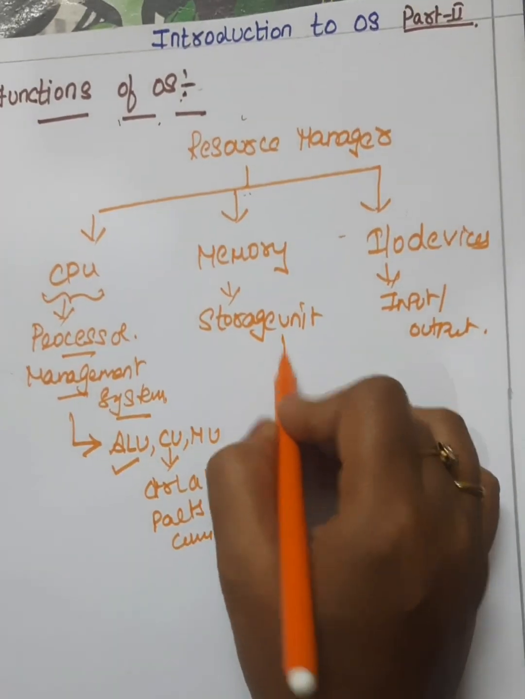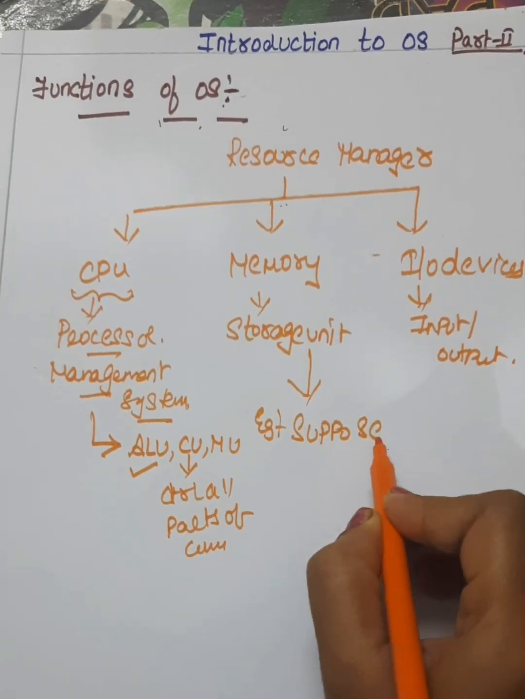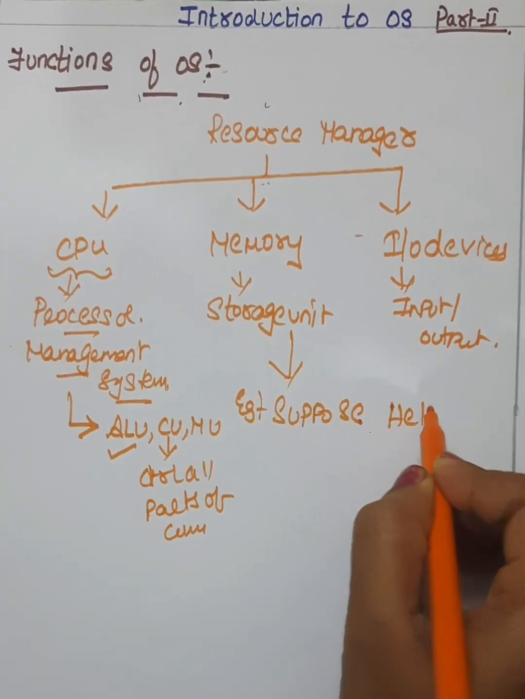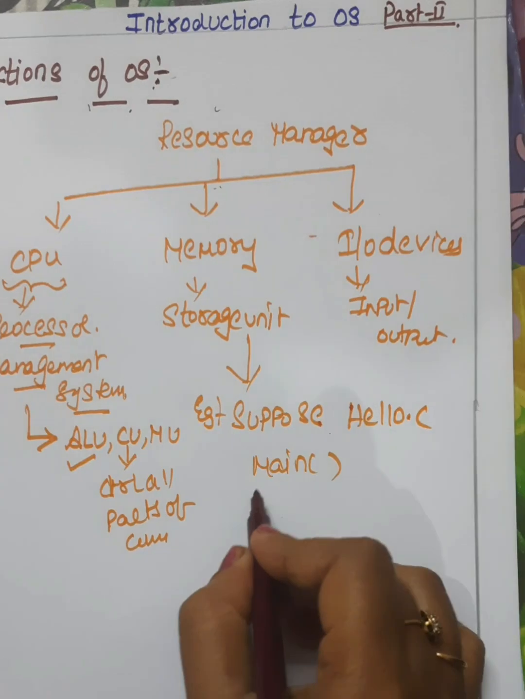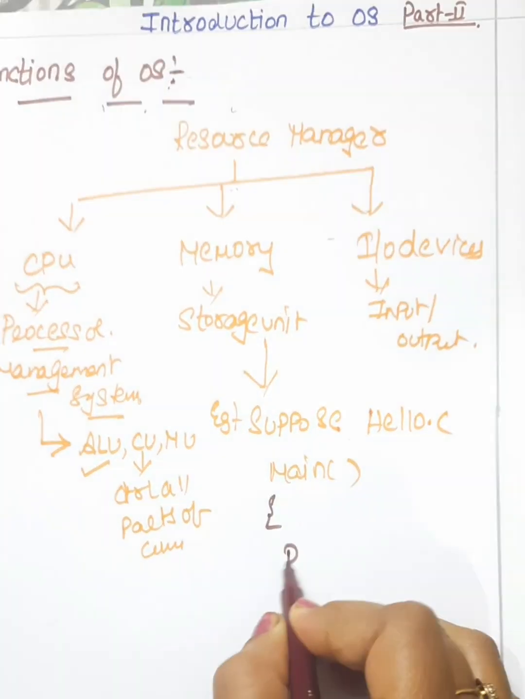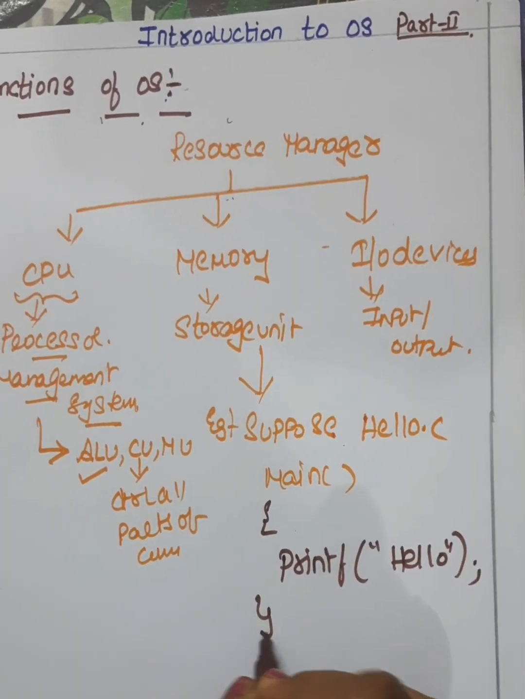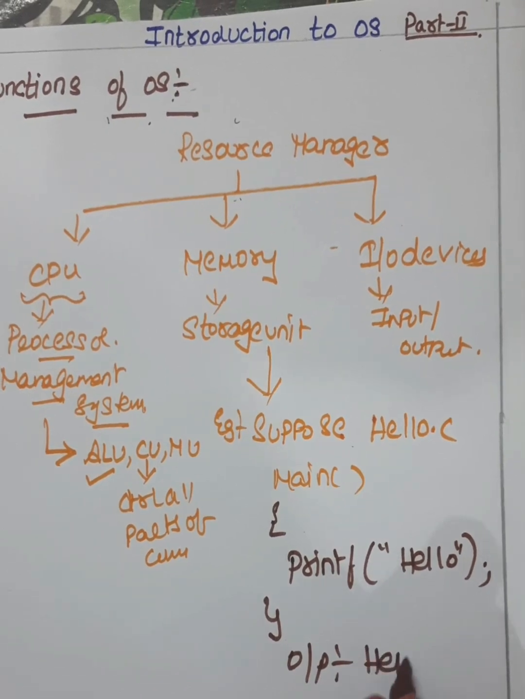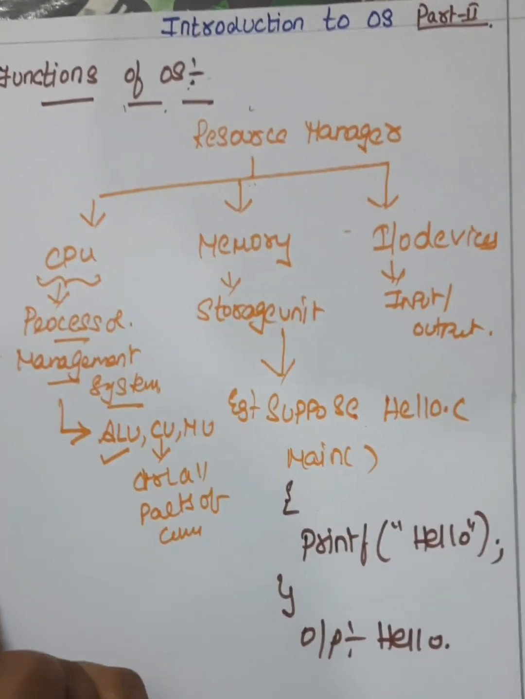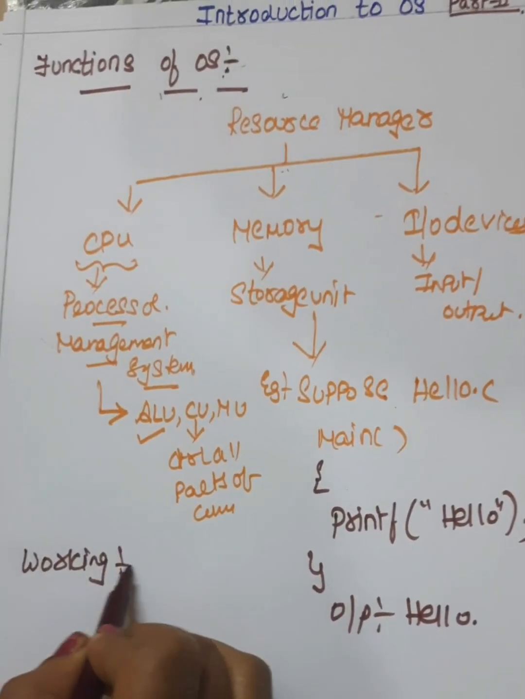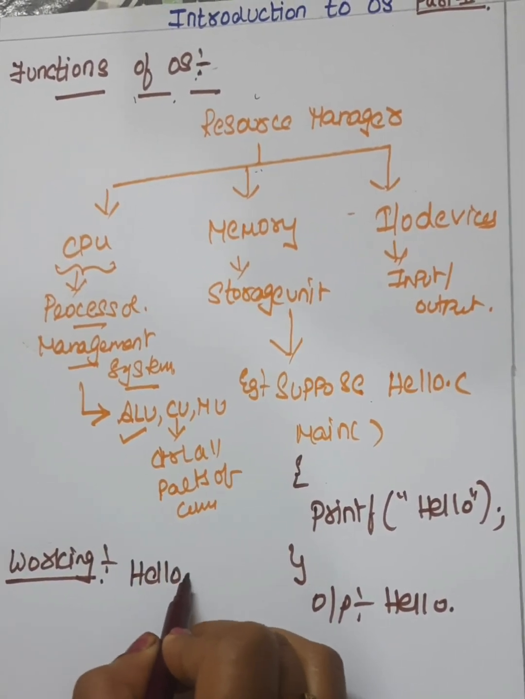Now let me give a good example for the memory. Suppose you have written a program hello.c. So let me write a program: main, printf, hello. So what does this program mean? The output will come as hello. So how does the processor system work? Working of the processor I'm dealing with. Now how we will save the program as hello.c.